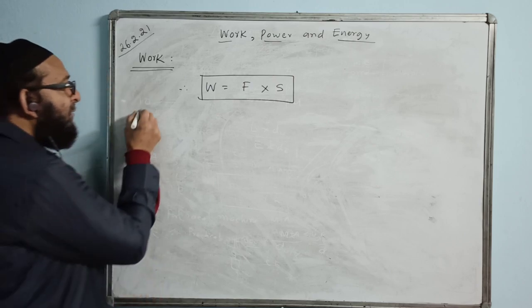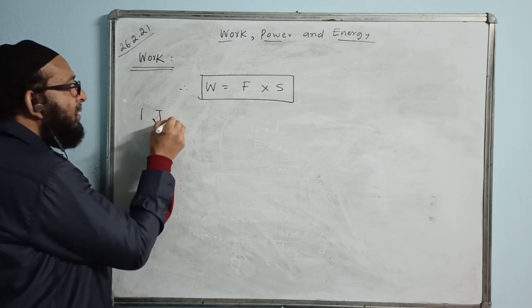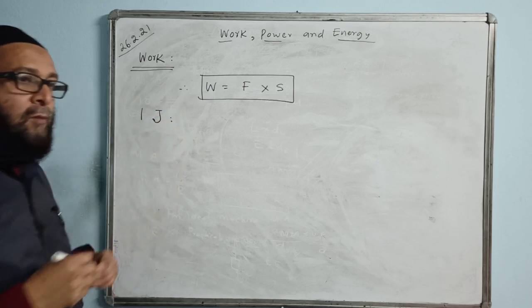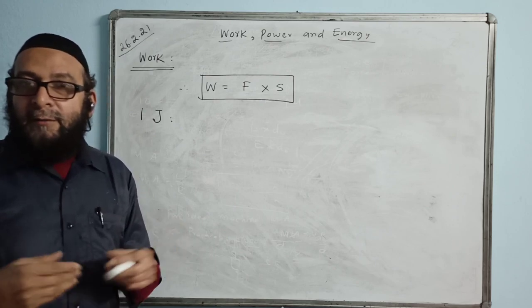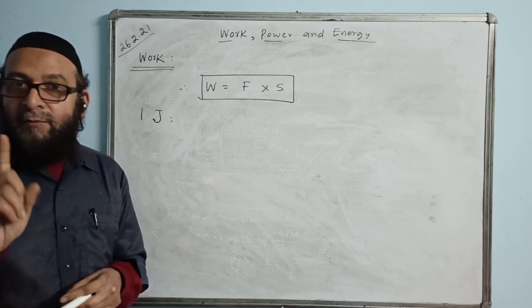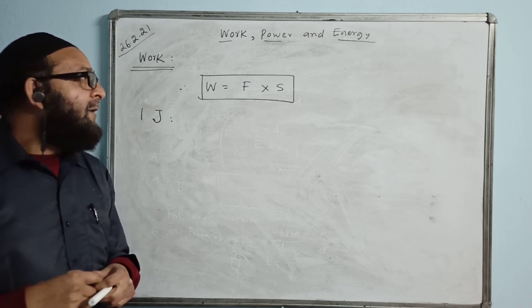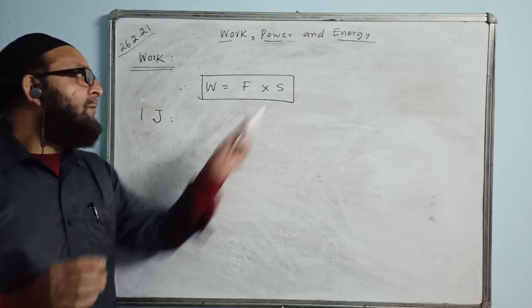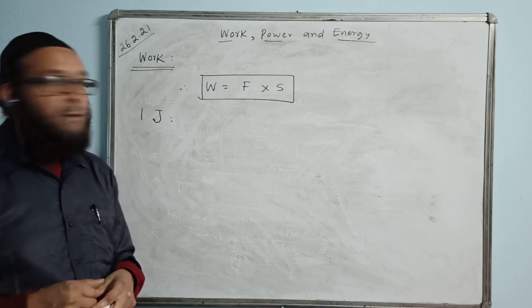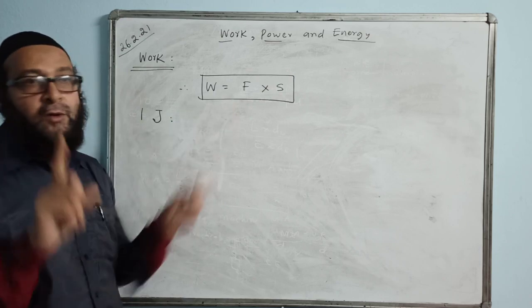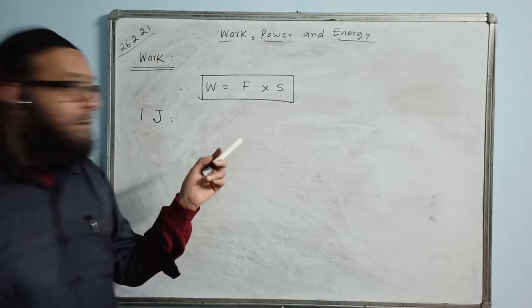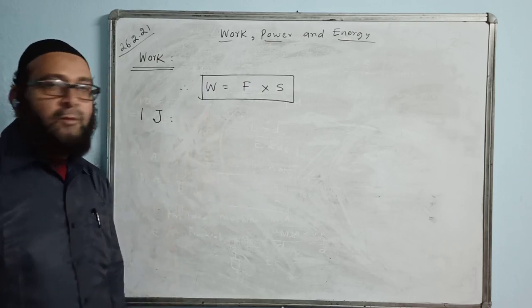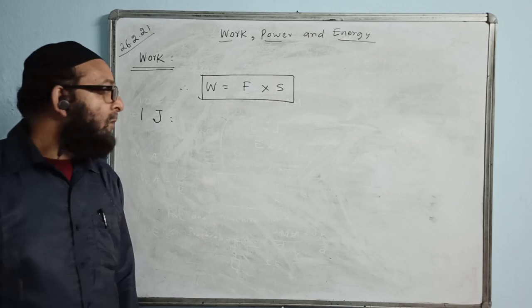Then we give the definition of 1 joule. What is 1 joule? We say 1 joule is the amount of work done by a force of 1 Newton when it produces a displacement of 1 meter in its own direction. That is, 1 joule will have the value of force 1 Newton and the displacement should be 1 meter. Then we say that the work done by the force is 1 joule.